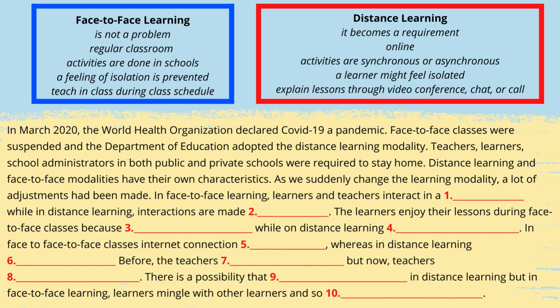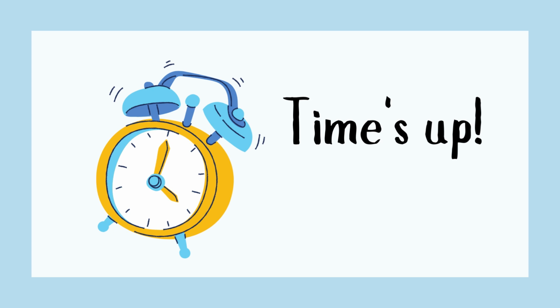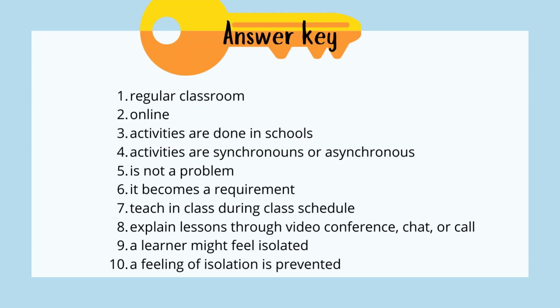Okay, time's up. Let's check your work. Now, remember to be honest with your checking. Here is the answer key. For number 1, regular classroom. Number 2, online. Number 3, activities are done in schools. 4, activities are synchronous or asynchronous. 5, is not a problem. 6, it becomes a requirement.